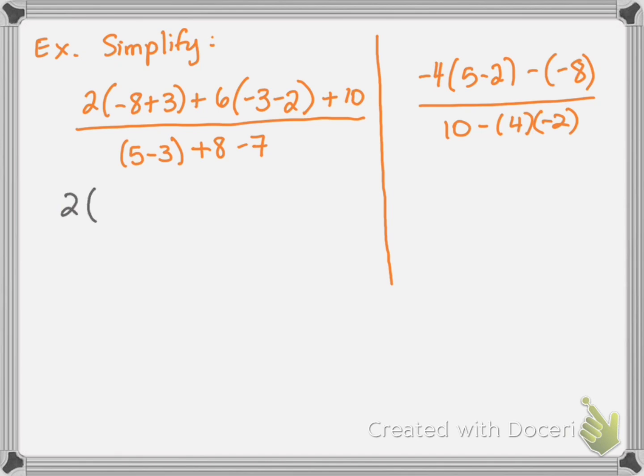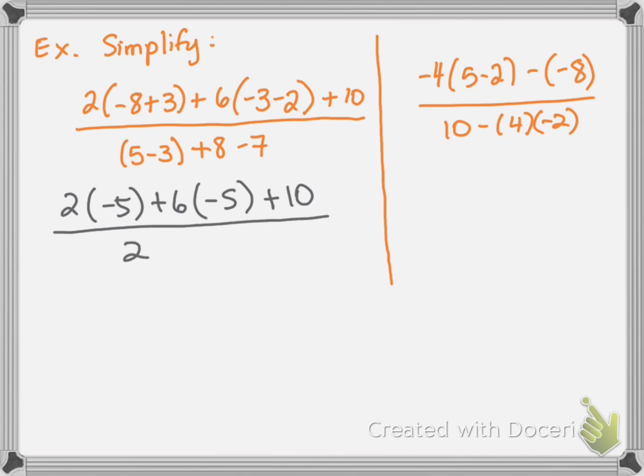I'm going to put negative 8 plus 3 is negative 5. Then we have plus 6. Negative 3 minus 2 is negative 5. And then plus 10. Then on the bottom, I'm going to have the parentheses there. 5 minus 3 is 2. Plus 8 minus 7. Notice I'm not combining anything from the top or to the bottom. I'm just going to simplify each first separately, and then we do the division.